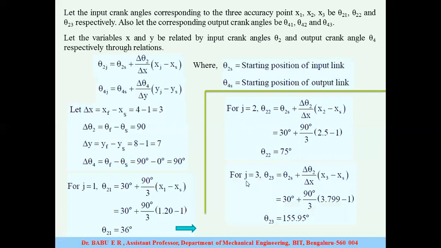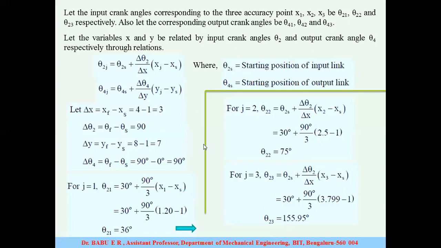Similarly, substitute for j equals 3, so we'll get theta 23, where it becomes x3. Substitute all the values and simplify it. So we'll get theta 23 as 155.95 degrees. So these are the corresponding input crank angles for the 3 positions.